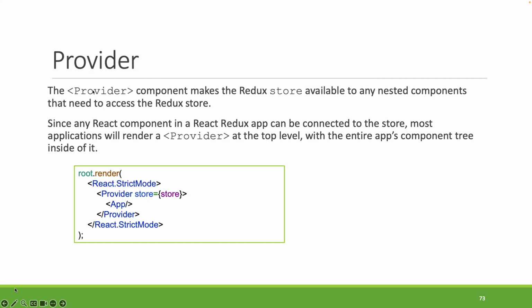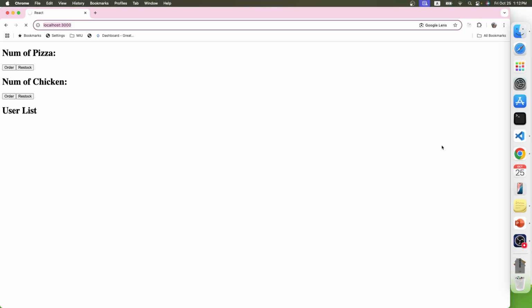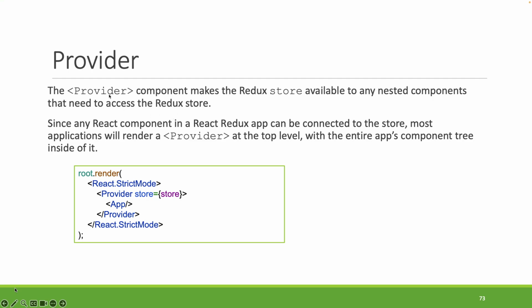After we do the provider component, it works here. The provider component makes the Redux store available to any nested components that need to access the Redux store. This is similar to the context in React. In React, we have a context, right? Since any React component in a React Redux application can be connected to the store, most applications will render a provider at the top level with the entire app's component tree.